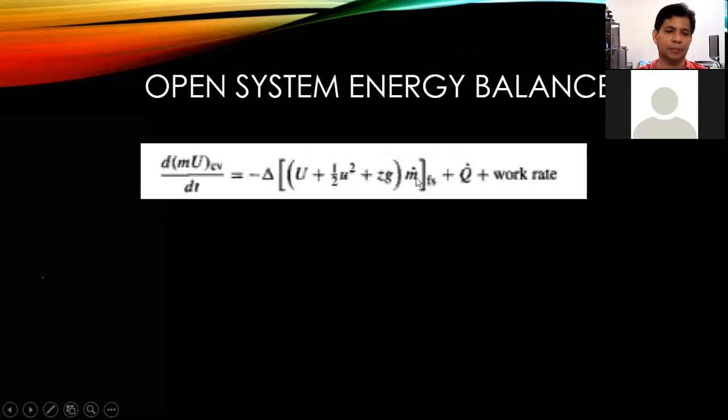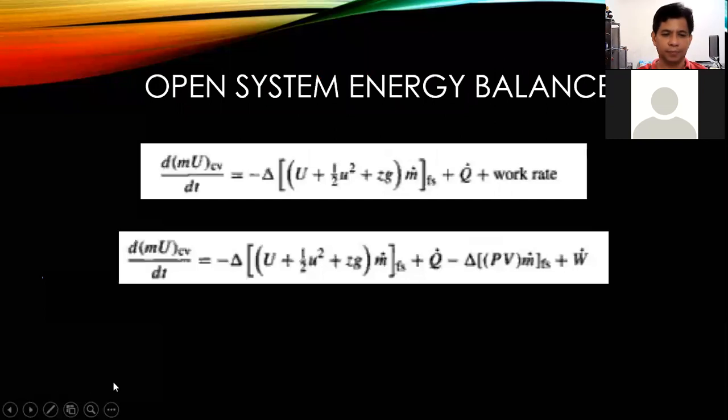Open system. Hindi naman tayo siguro magsasolve ng open system ngayon. Steady state lang. So ang ginawa, susunod is hinati yung work rate. Dinivide natin yung work rate into PV work.